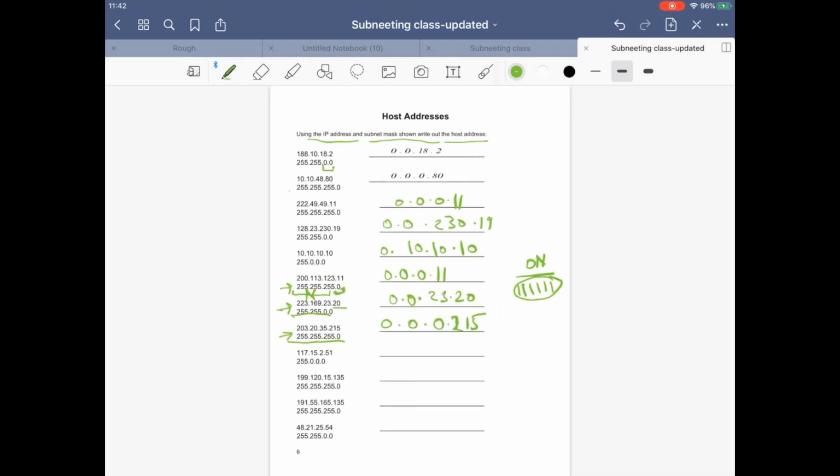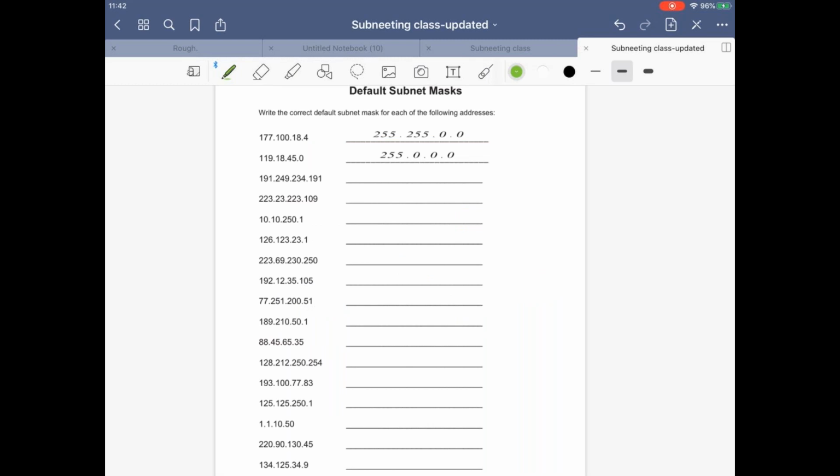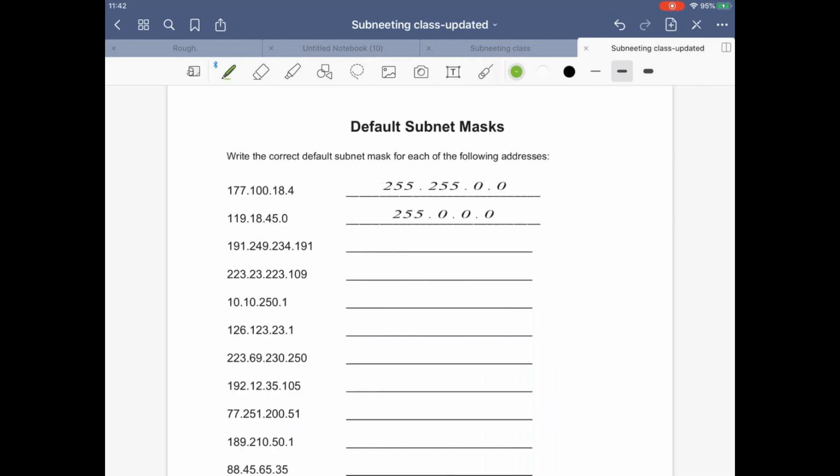Write the correct default subnet mask for each of the following addresses. Now, this is the IP address. You have to write the default subnet mask. What you will do is check only the first octet. Compare the first octet with the class range. 119 falls under class A. Yes, correct. Falls under class A, so the default subnet mask is 255.0.0.0.